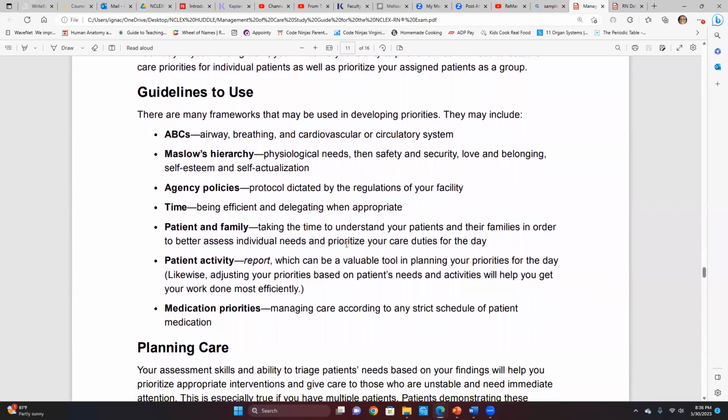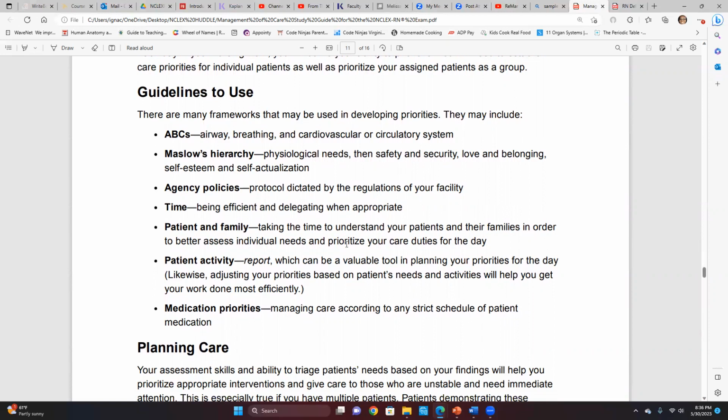So whenever we have prioritization kinds of questions, we're going to be using Maslow's hierarchy for sure. We're going to be looking at airway, breathing, circulation. We're going to use Maslow's hierarchy. We're going to look at those physical needs first, and then we're going to go to the higher level needs. We're also going to be looking at what is the policy state, right, for our particular institution.